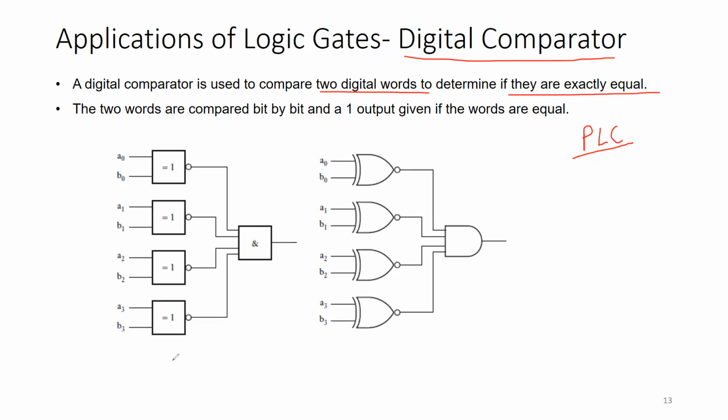Practically, this is done bit by bit. For each bit of data stored, as we have already seen, if there is a microcontroller, it will have a memory where the data is stored bit by bit, and for each bit, the value stored will be compared so that an output is generated.